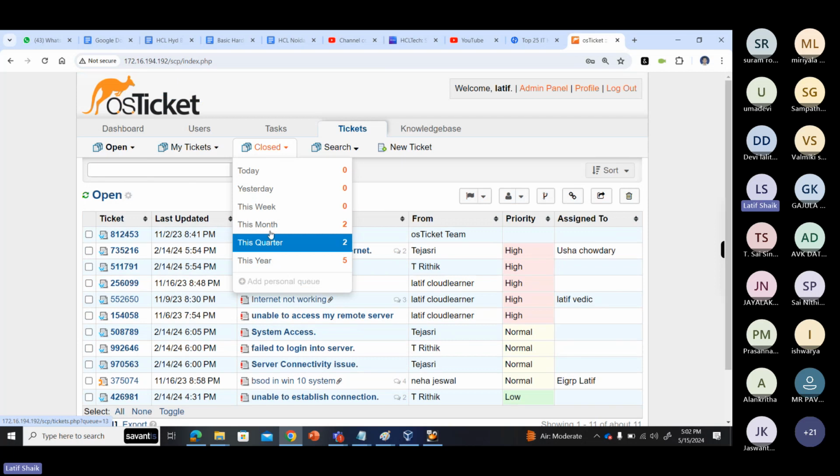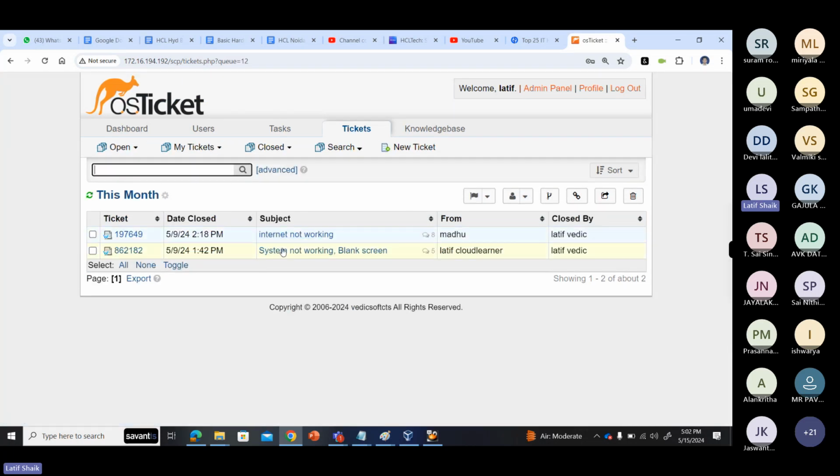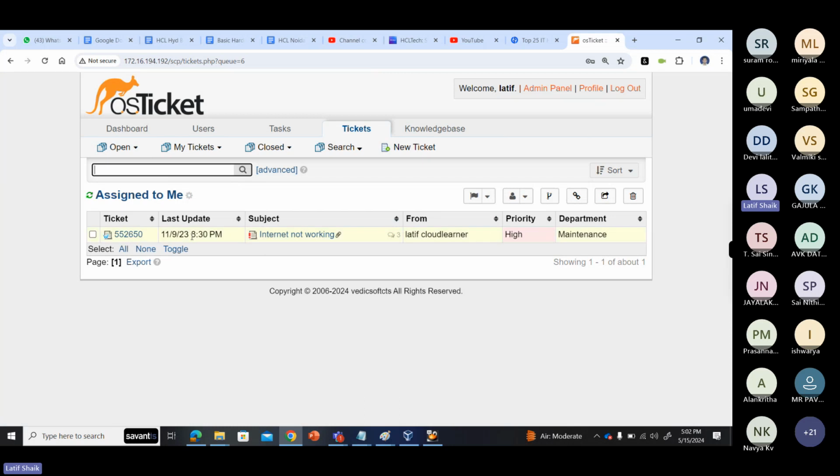Last week I showed some tickets here. See, these two tickets are closed, which means the issue is resolved. The ticket was raised by these two users and closed by these two users. And when it was closed. Okay. So this ticket is assigned to me. This ticket is assigned to this specific user.